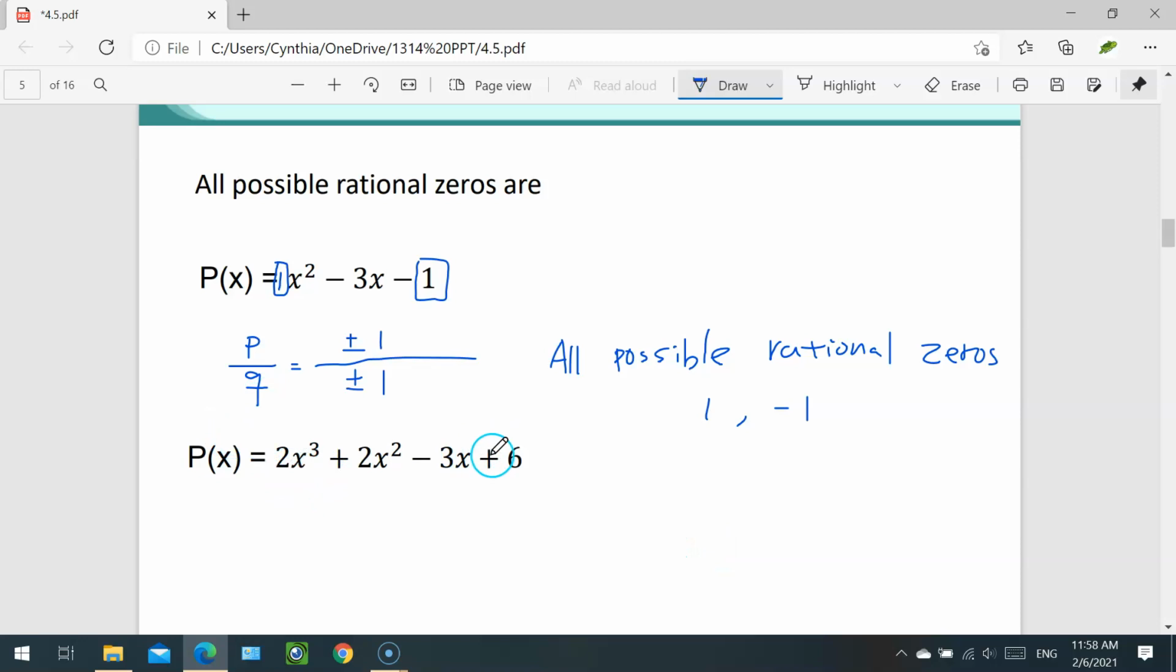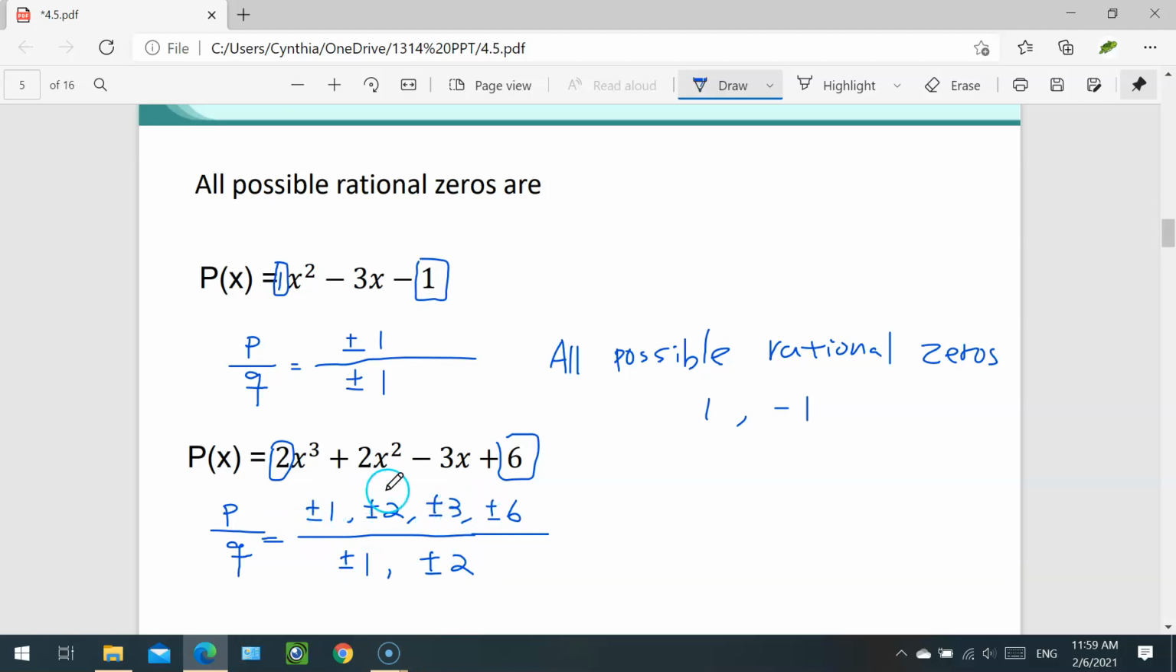We do this practice. All factors of the 6, we write down P over Q here. We start from 1. 1 is a factor of 6, 2 is a factor of 6, 3 is a factor of 6, and 6 is a factor of 6. Over your Q, the leading coefficient 2. All possible factors of 2 are only 1 and 2. You consider the factors of the numbers, and each of them needs to carry the positive and negative sign.